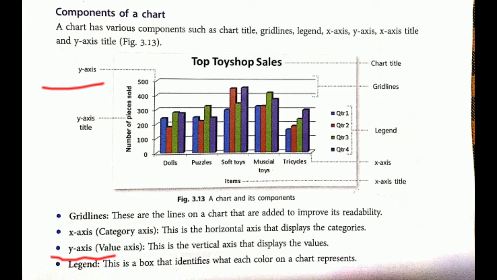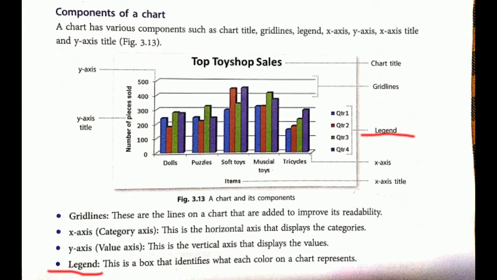X-axis is used for displaying the categories, and y-axis is used for displaying the values of those categories. The x-axis is the horizontal axis, and the y-axis is the vertical axis. These are the differences between x-axis and y-axis. X-axis is also known as the category axis, and y-axis is also known as the value axis.